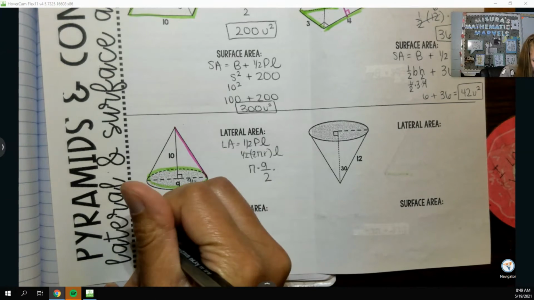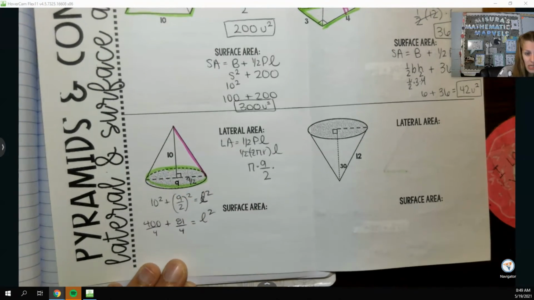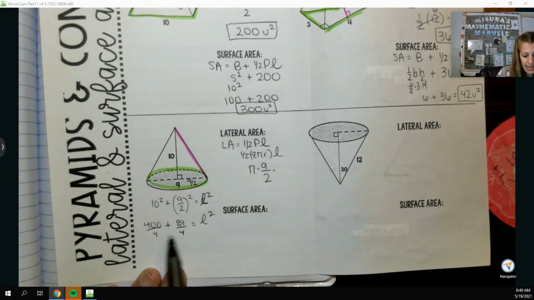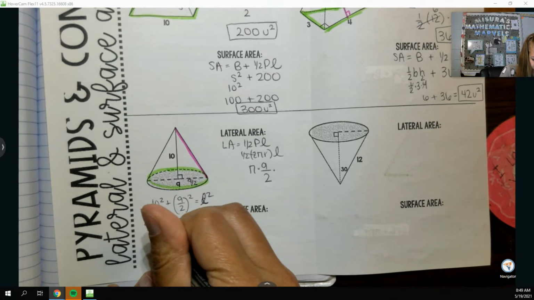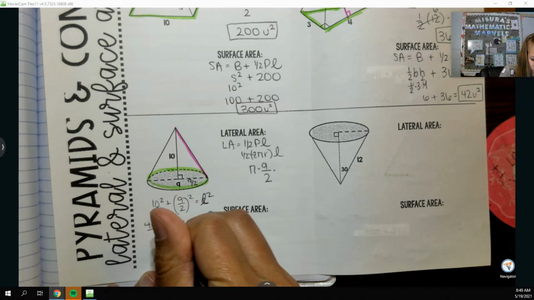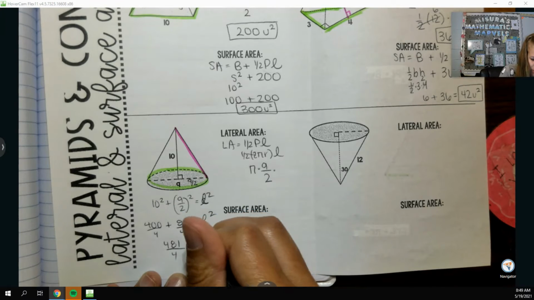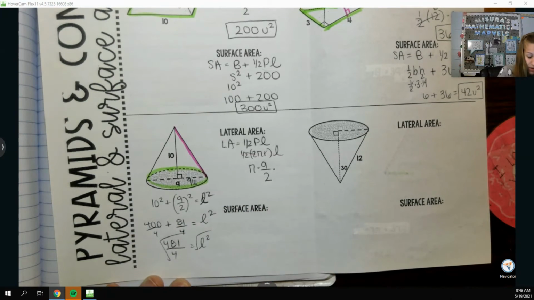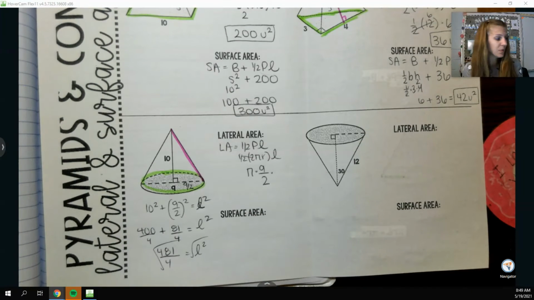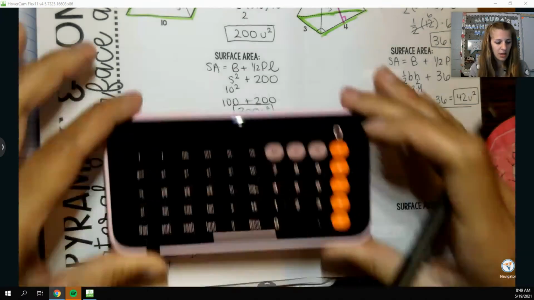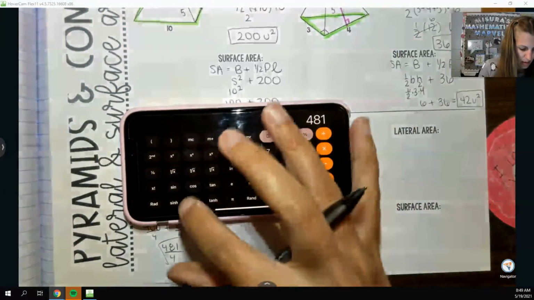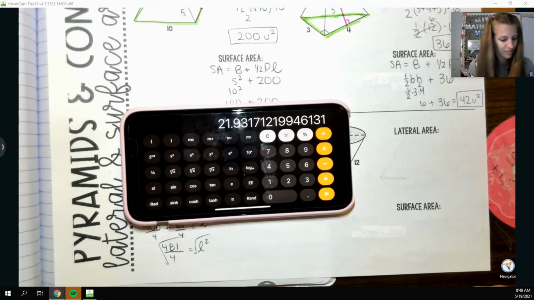And so if I change this to 400 over 4 so that it's still 100, but I can add it to this one, we'll have 481 over 4. And then we'll want to square root that, which, leaving it like this, I think the square root of 481 is actually a thing. Oh my goodness, if it was, I would be so happy, because the square root of 4 is a thing. Let's see, 481 square rooted. Dang it, it's not a thing.